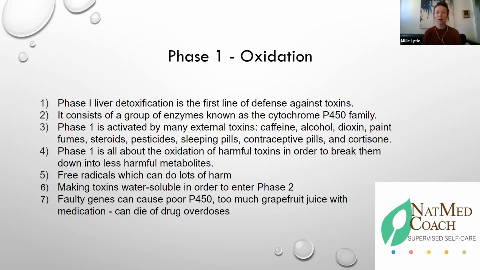So phase 1 is called oxidation. So this is an oxidative process. It does require oxygen. And essentially what the liver is doing is it's the first line of defense against toxins. So when a toxin comes into the body, and that could be anything from caffeine, alcohol, environmental pollutants like dioxin, paint fumes, so not just things that we're eating, but also things that we are breathing, steroids, pesticides, medications like sleeping pills, oral contraceptives, cortisone cream, or inhaled corticosteroids.